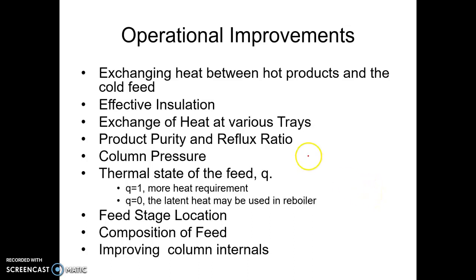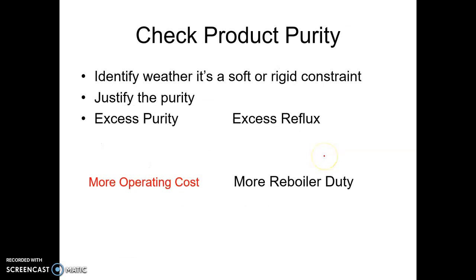So let's start with product purity and the reflux ratio. We have to check whether the product purity which we are going to supply to our buyers is a soft constraint or a rigid constraint. Say, for example, the requirement is 95%. So that 95% is a rigid constraint. Sometimes what happens is we try to provide over-specified products. 95 is required, we say 96. You don't need 96, you need 95.